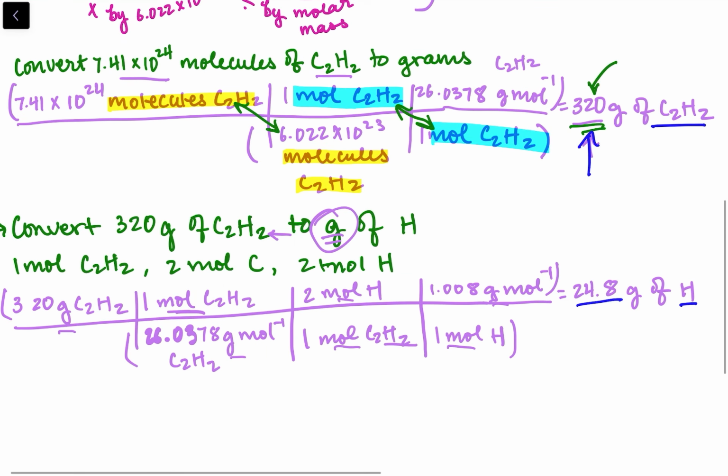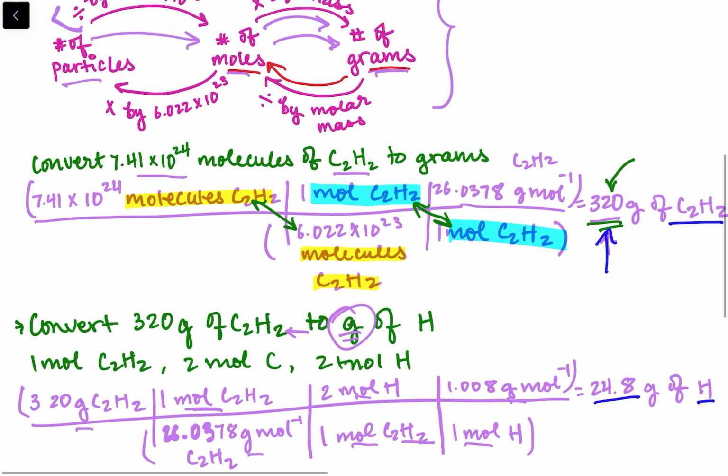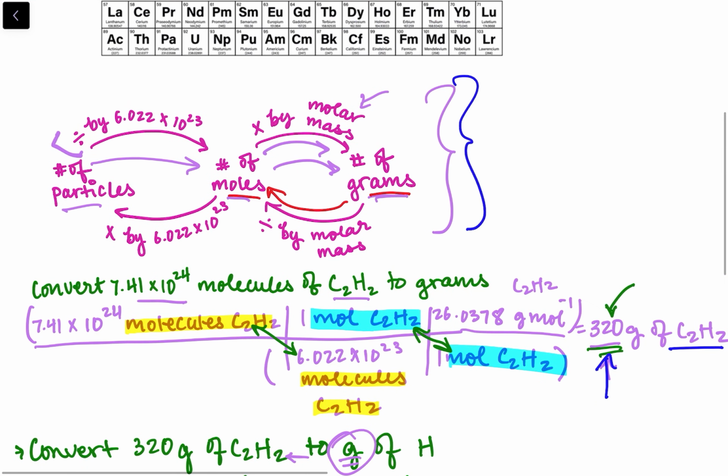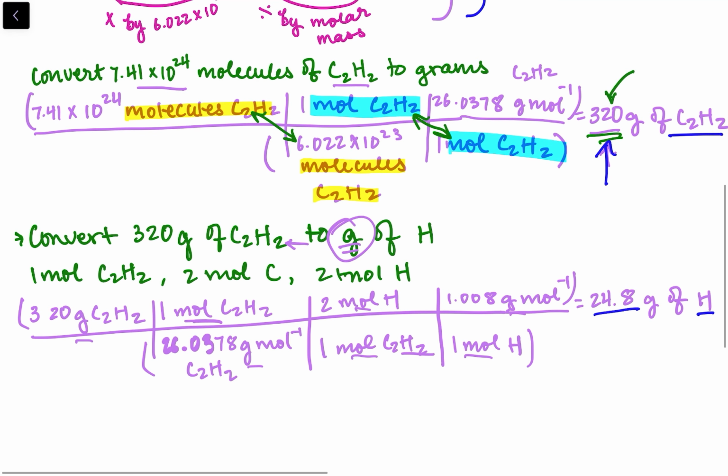And that is essentially how you use stoichiometry and this diagram to convert from particles to moles to grams, as well as using mole ratios and doing the railroad method. Make sure that your answers have the correct number of sig figs and proper approximations.